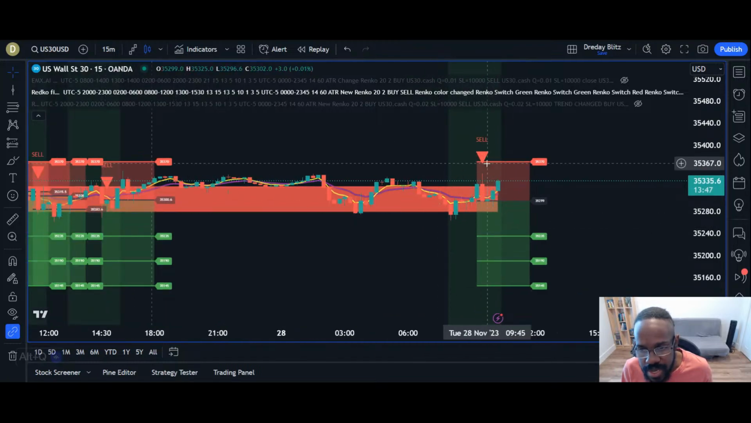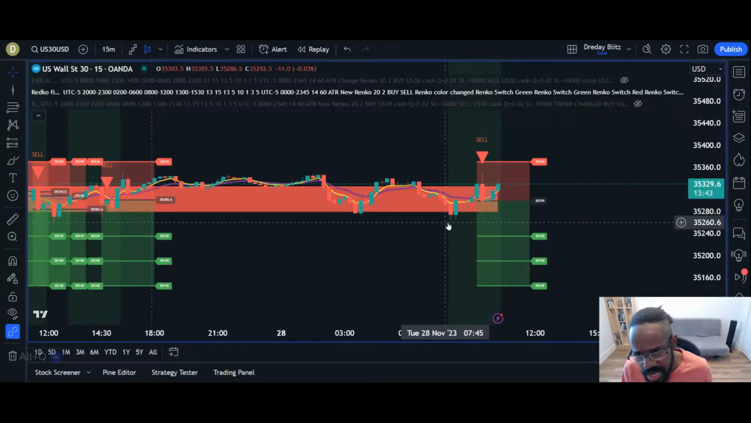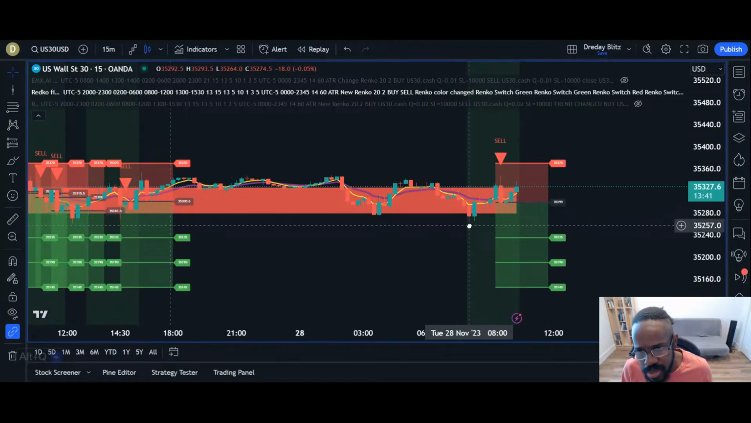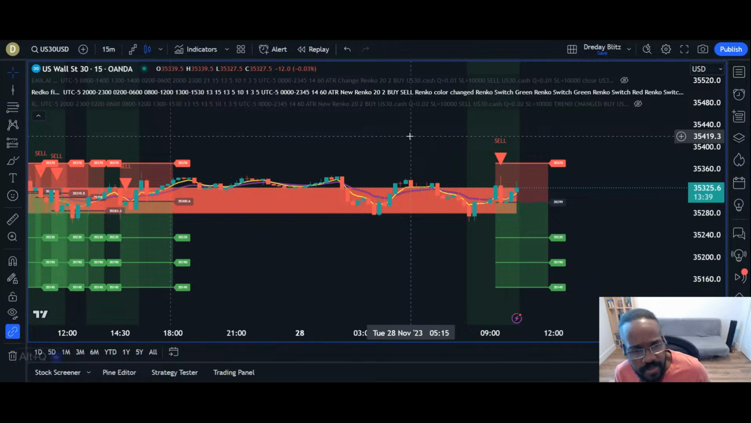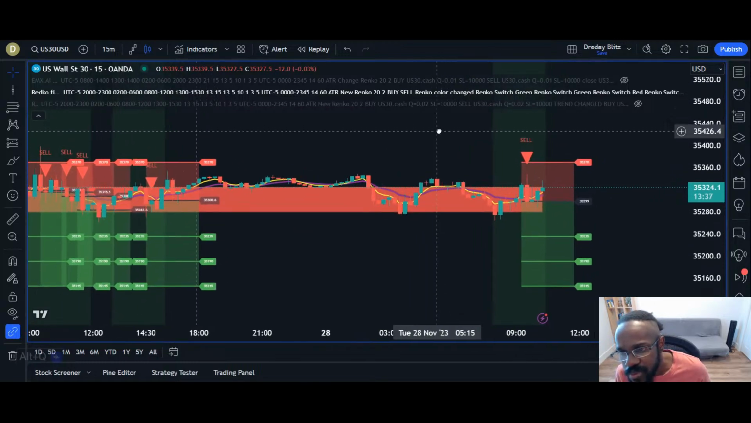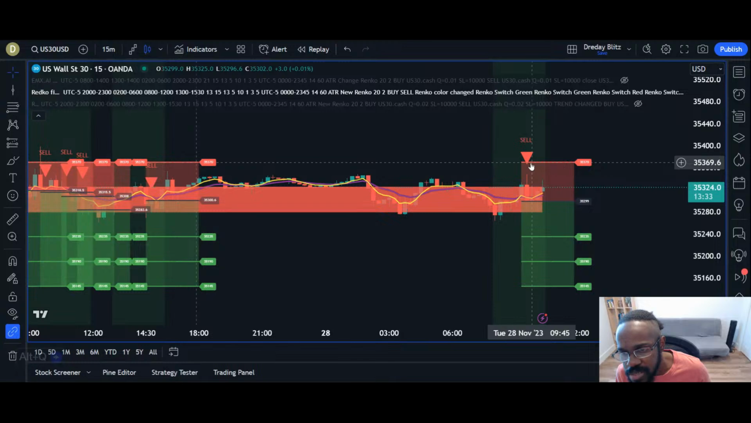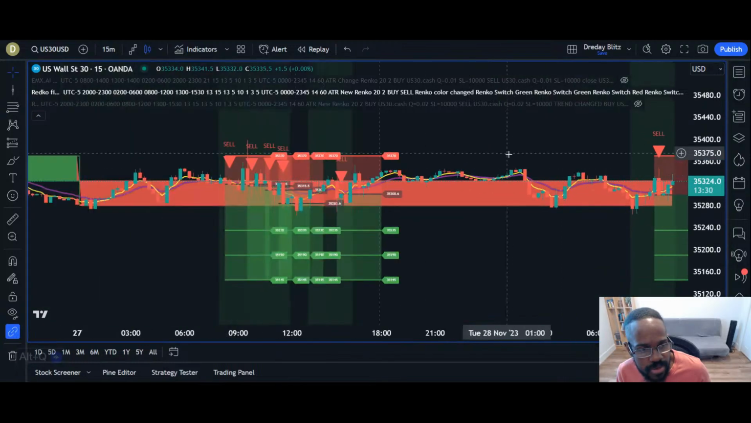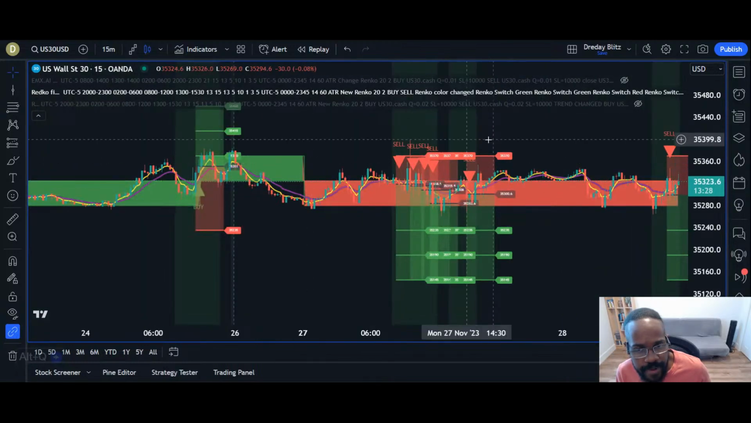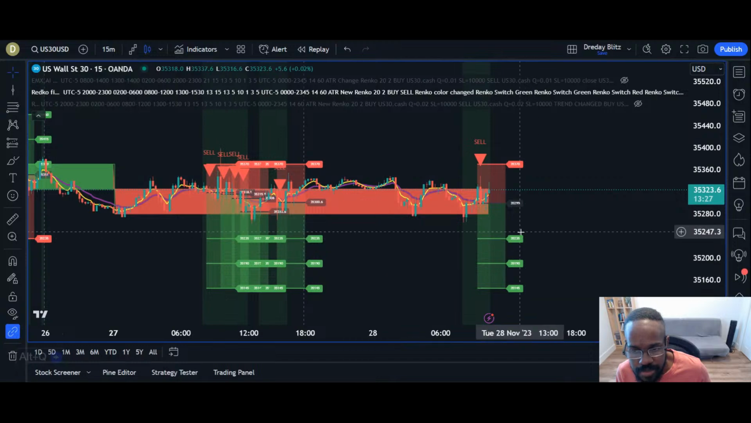All right, so we had a sell at 9:30 on US 30. So as you can see, this is your stop loss. So the stop loss is based off of the Renkos right here. And this is your TP zone.